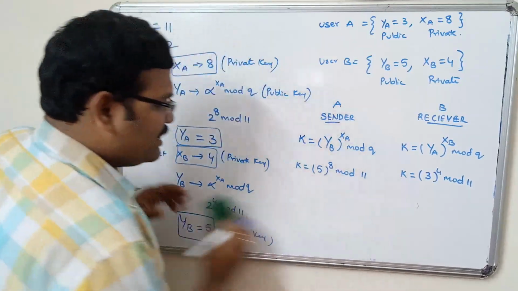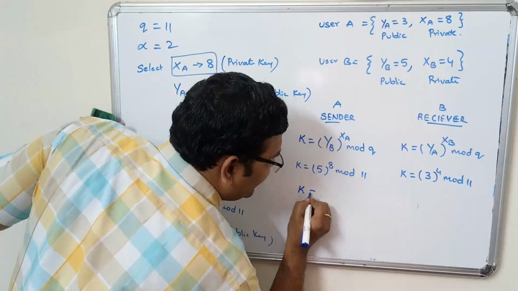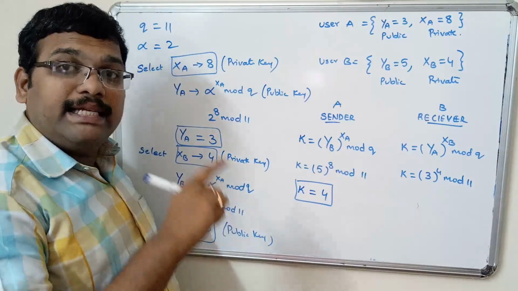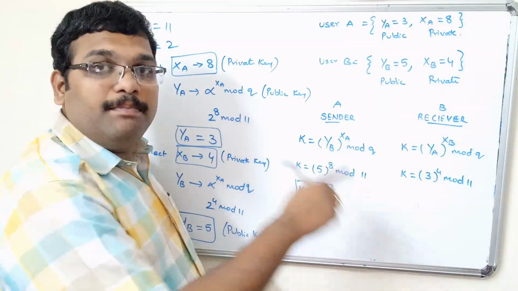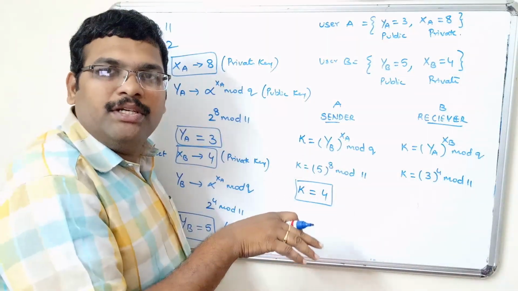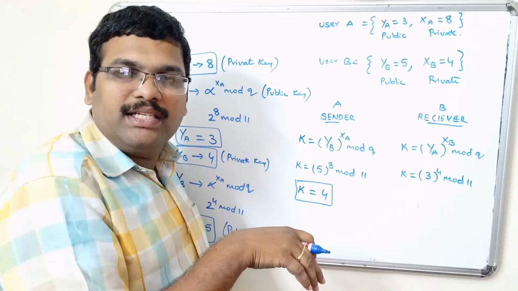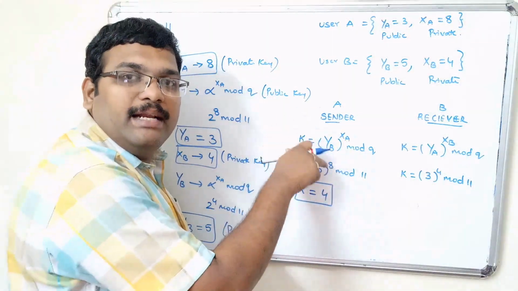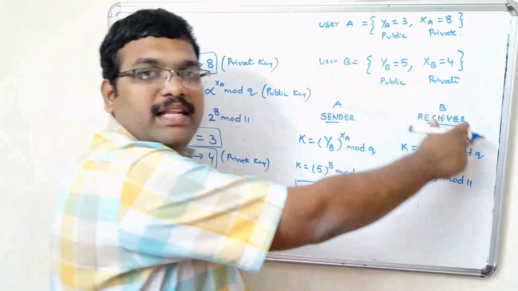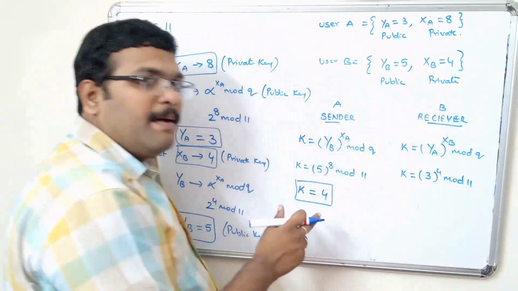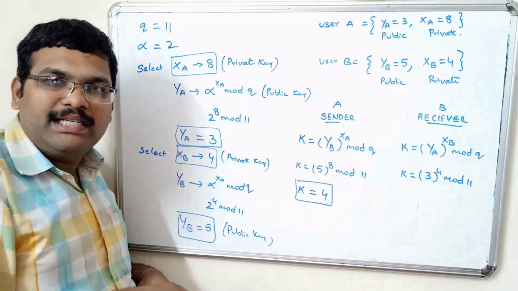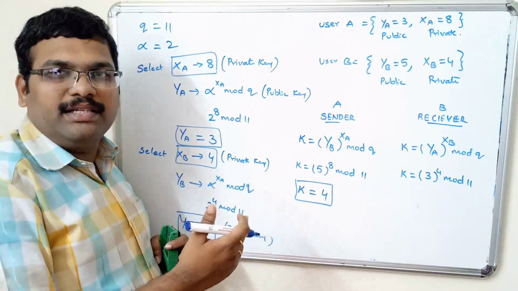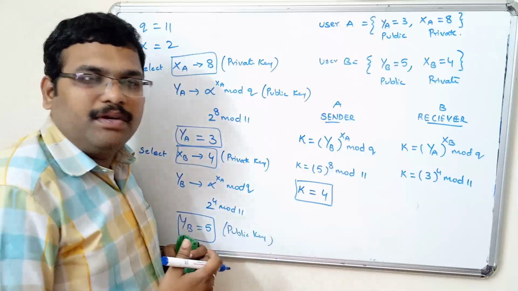So at the sender side, the key value is 4. And we should get the same value at the receiver side, because in the symmetric key encryption, as we discussed in the previous sessions, symmetric key means whatever key we are using at the encryption, the same key should be used at the decryption. So here, by using the public key and private keys, we are exchanging the secret key between the sender and receiver.